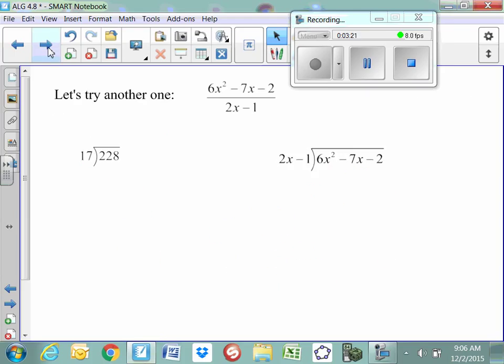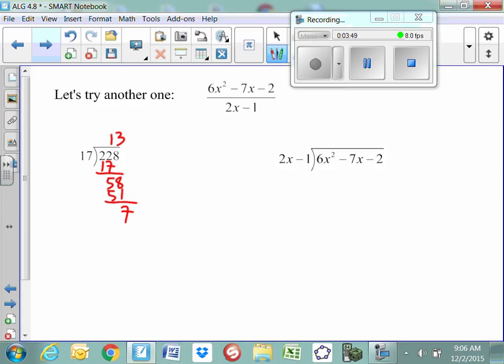17 into 228, or 2x minus 1 into 6x squared minus 7x minus 2. Well, if we did 17 into 228, 17 goes into 22 once, right? 17, we get a remainder 5, 8. 17 goes in 3 times, we get 51, and then we have 7.